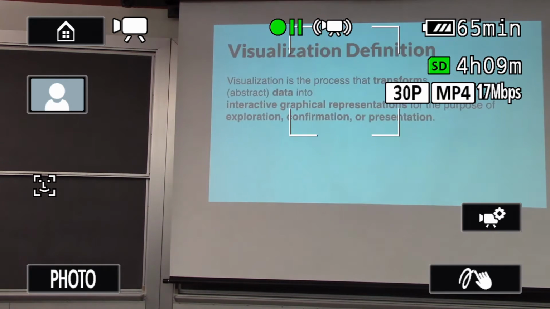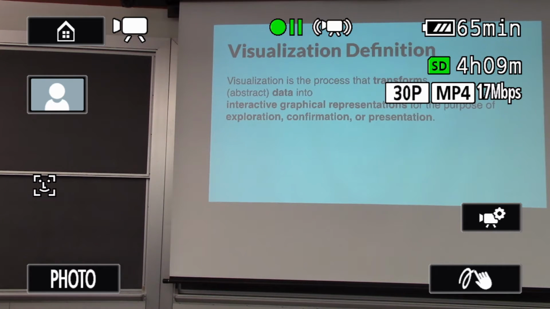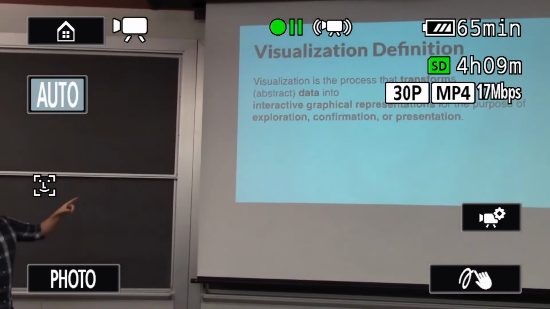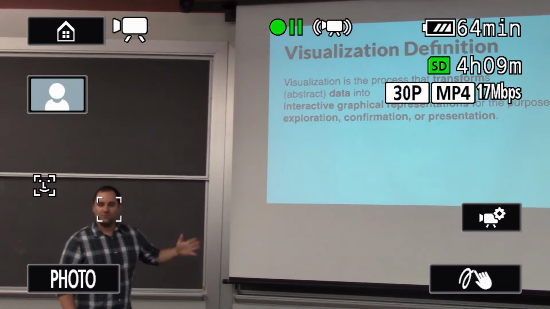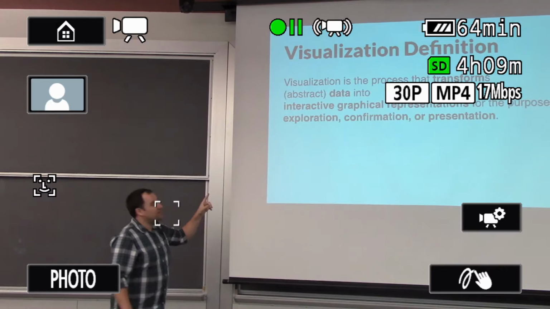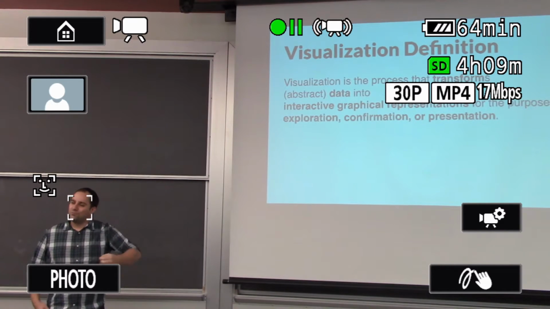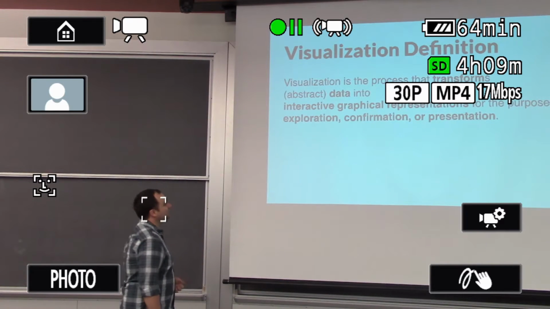So the definition of visualization, as we will deal with it in this class, is: visualization is the process that transforms abstract data into interactive graphical representations for the purpose of exploration, confirmation, and presentation. All the important terms are here. We take data, we transform it into a graphical representation, but not just a chart. We will be talking a lot about charts, just static charts like bar charts, pie charts, and so on, but interactive graphical charts. So it's not about print visualization here, or creating graphics for print, but doing it interactively.